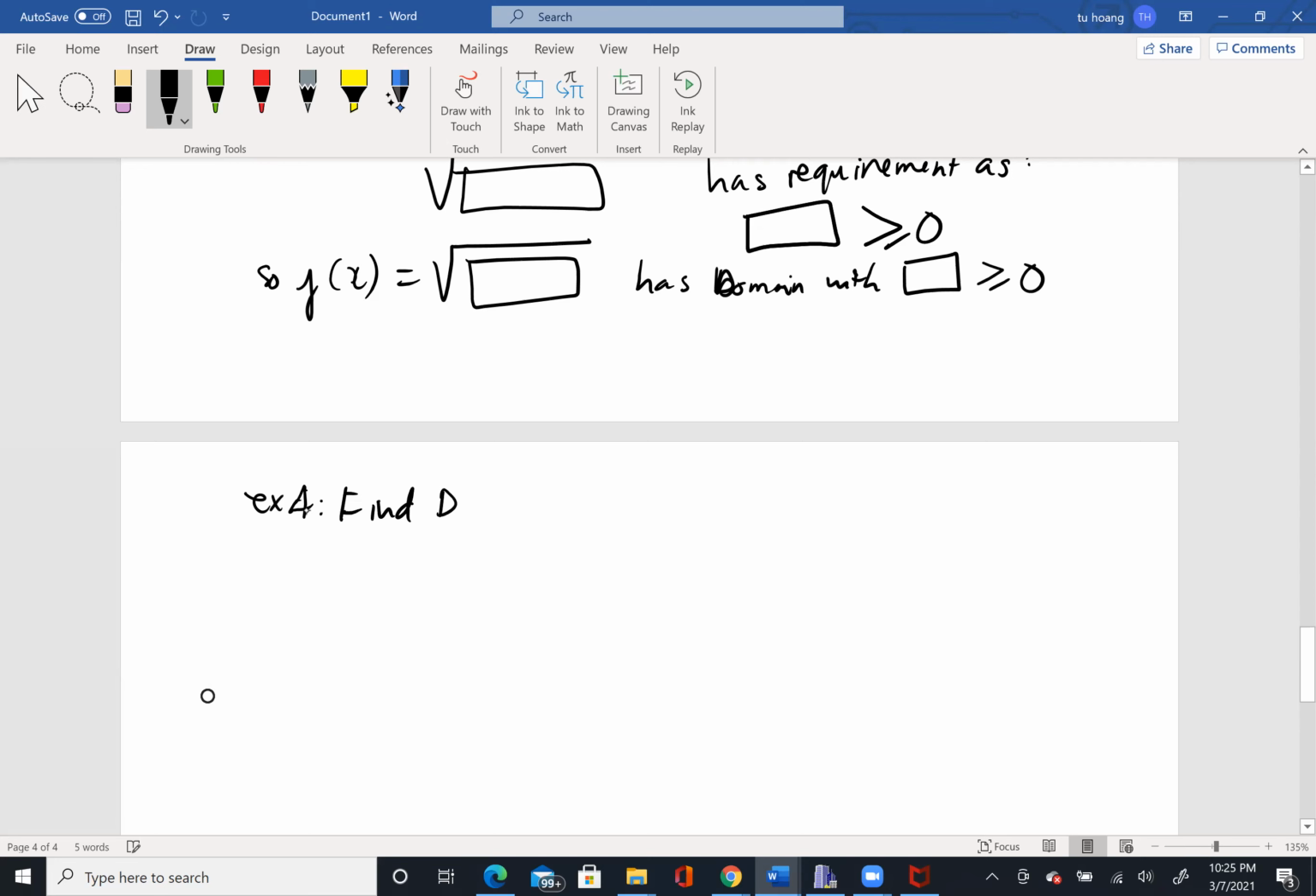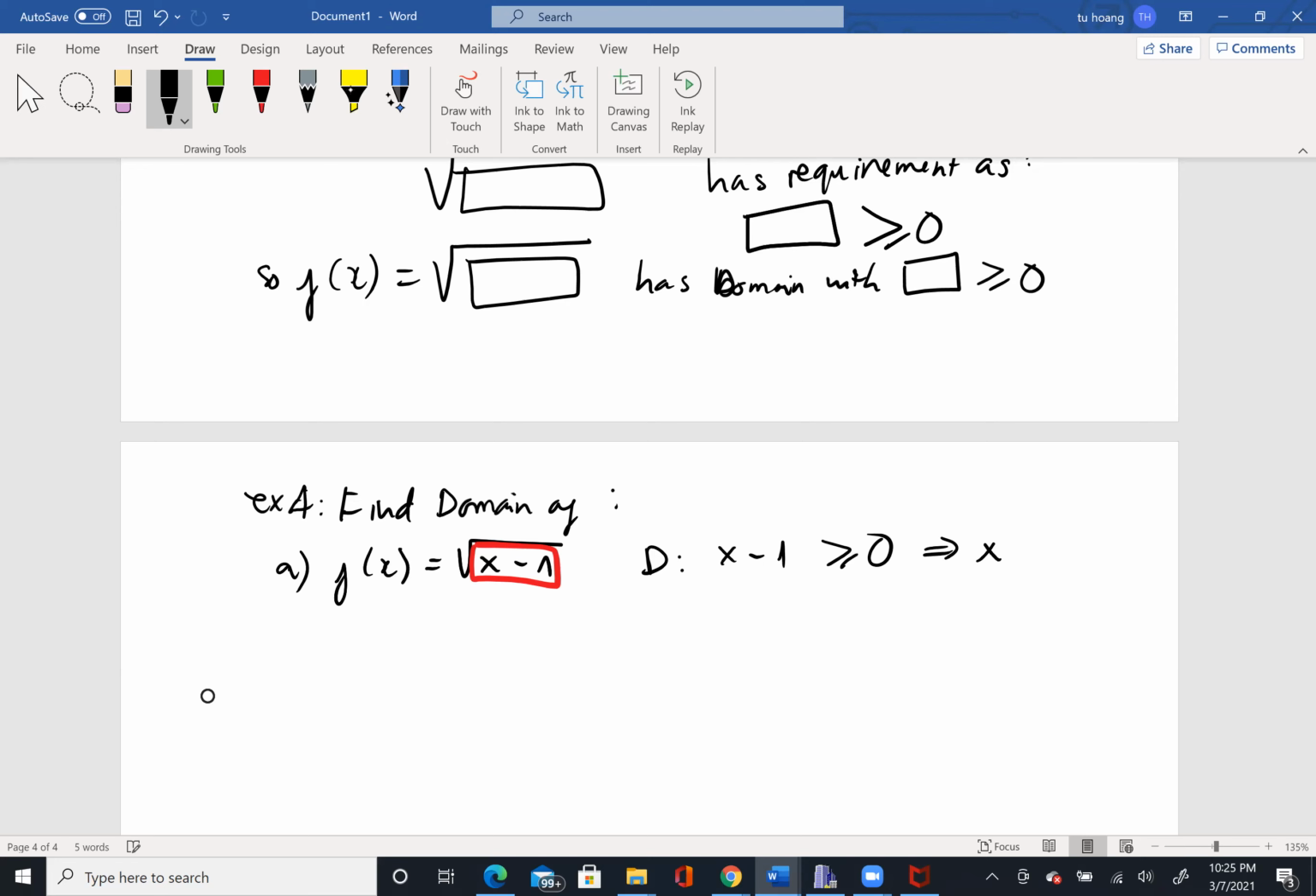Find the domain of A. f of x equal to square root of x minus 1. So you will have the domain will be, what's the radical in here? What is the box in here? This guy, right? x minus 1 greater than or equal to 0. And if you solve for x, you add both hand sides by 1. You have x greater than or equal to 1 as the domain.